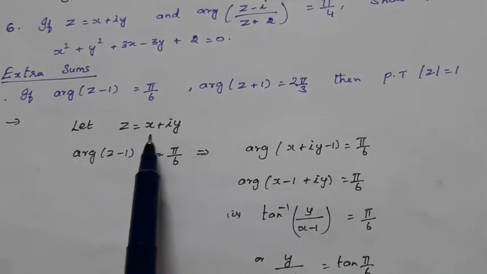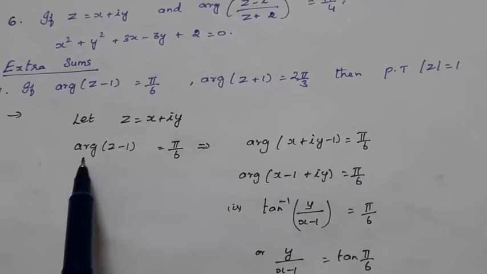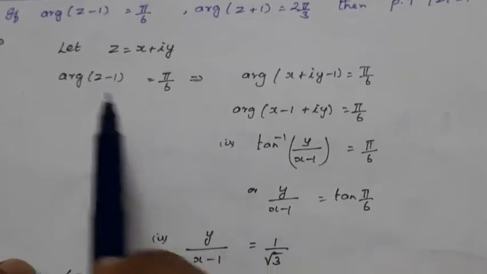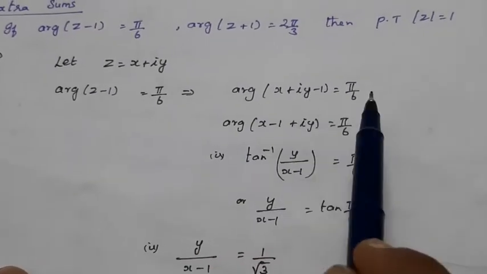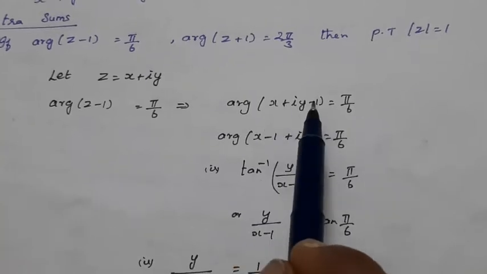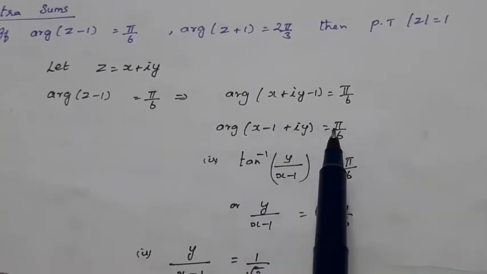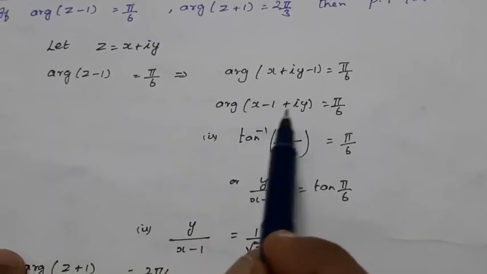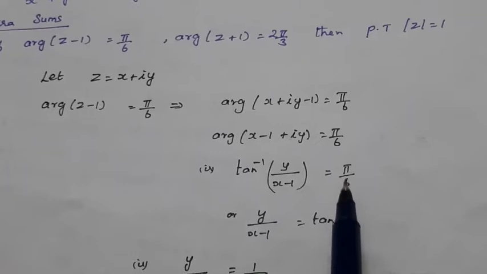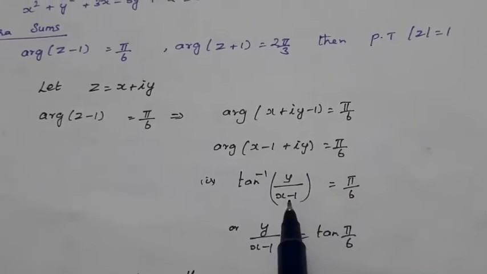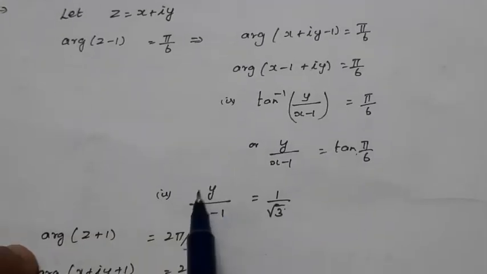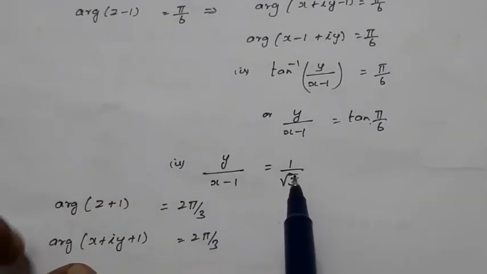So as usual, let us take z is equal to x plus iy. Now let us see what happens if the argument of z minus 1 is pi by 6. Substitute z as x plus iy minus 1. Then grouping the real and imaginary parts, x minus 1 plus iy. And what is the formula to get the argument? Tan inverse of imaginary by real, that is y divided by x minus 1 equal to pi by 6. And then y by x minus 1 is equal to tan of pi by 6. Tan pi by 6 is 1 by root 3. So you will get one expression: y by x minus 1 is equal to 1 by root 3.